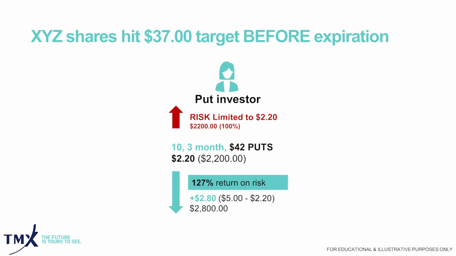Now, we paid $2.20, so we have to subtract that from the net value of the option contract, and what we end up with is a $2.80 profit. So we put up $2.20 risk, and we end up with a $2.80 profit, which if you calculate the return on risk is 127%, right?